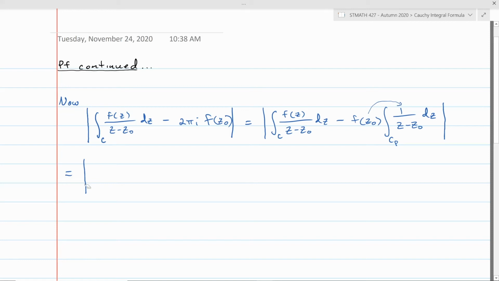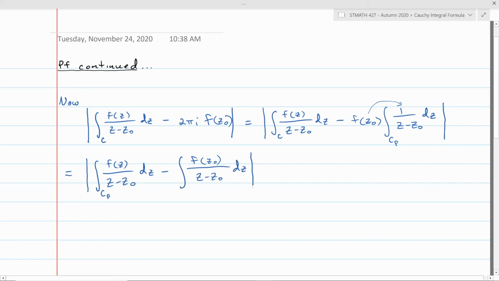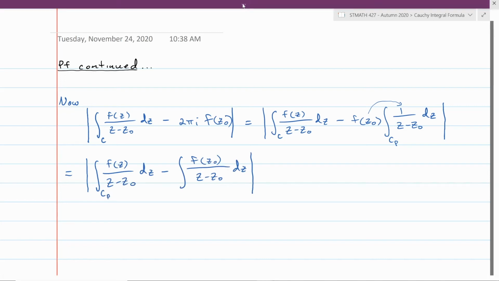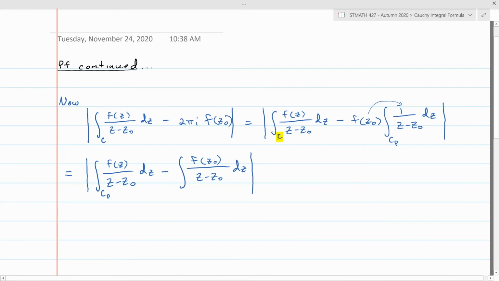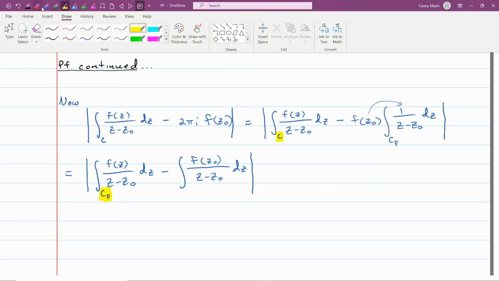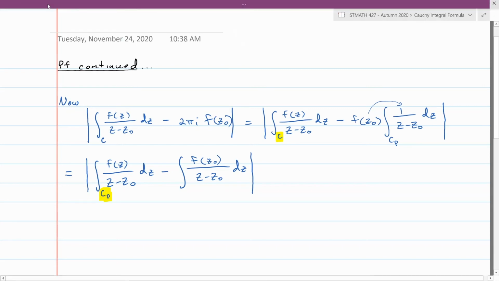Oh, I forgot one thing too. Before I smash it into one integral, I want to point out that, remember, because of deformation of paths, that first integral around C is the same as the integral around C rho. So all I did in this step compared to the last step was replace the contour C in the previous step with C rho, because we knew that those two integrals were equal by the deformation of paths theorem, as we previously pointed out.